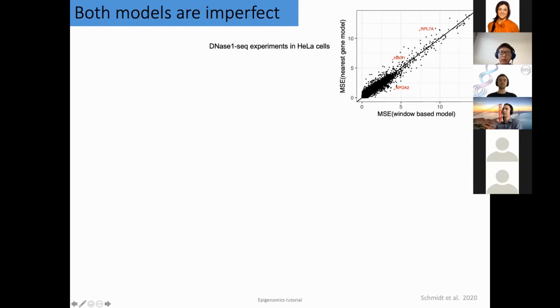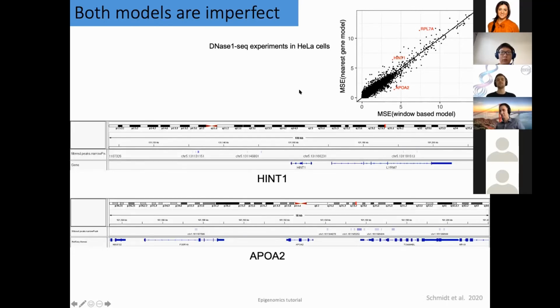So actually, there isn't a very clear winner. On average, we found on most of the data sets we looked at that window-based is doing a little better than nearest gene. But as you can clearly see here, it's not a clear trend. And so now why is that, right? What could be the problem? So for example, here, if you look at the HINT1 gene, where the nearest gene model works much better than the window-based model.